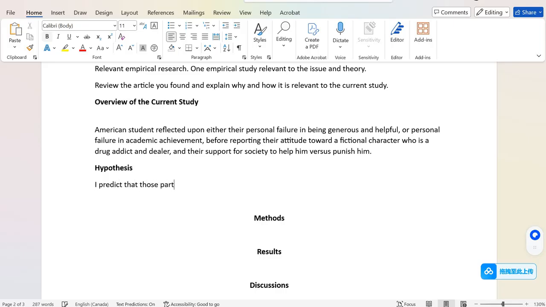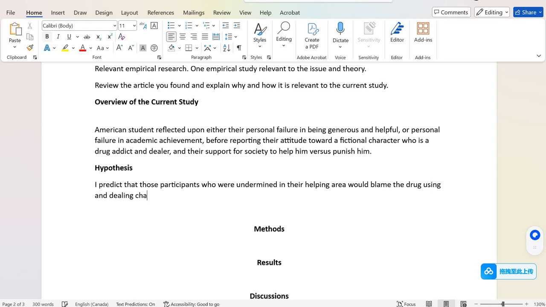that those participants who were undermined in their helping area would blame the drug using and dealing character more or less than those who were undermined in their academic area.